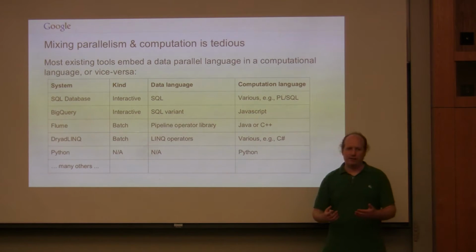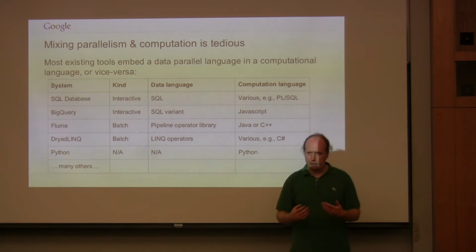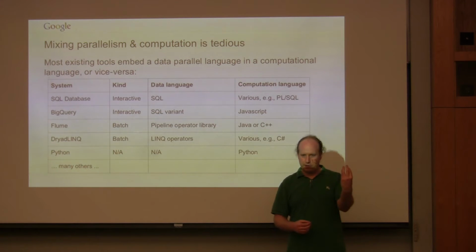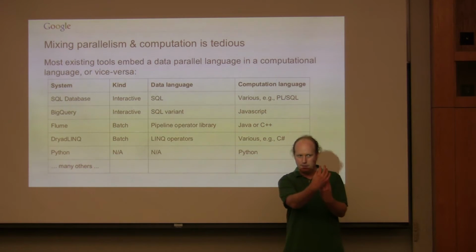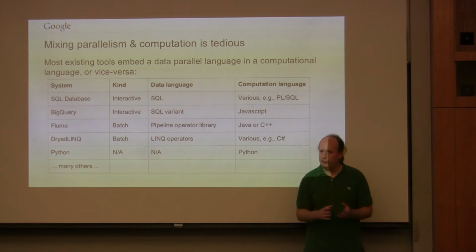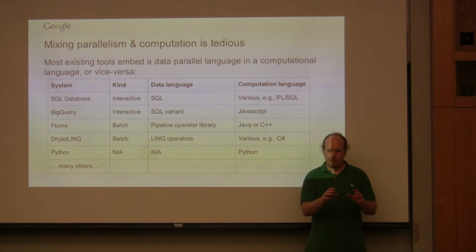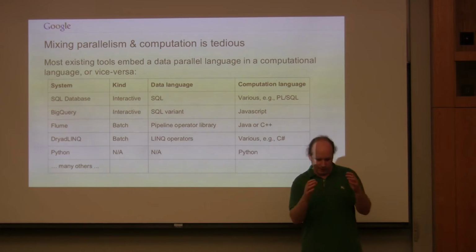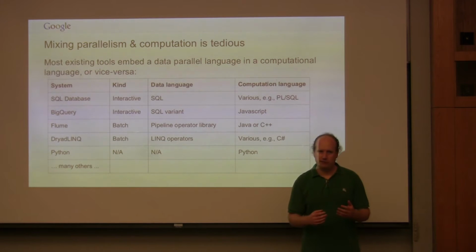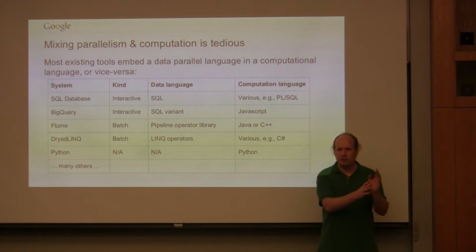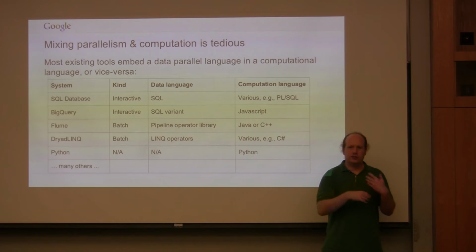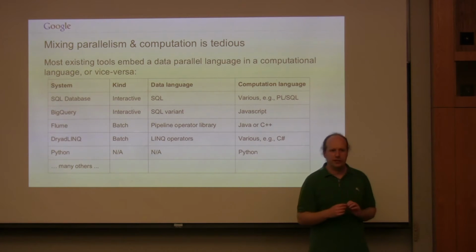Think about a language like Flume, where you have data parallel operators combined with Python, Java, or C++. Once you have written your program, you have committed yourself to one expression of this data parallelism. If you now want to change something, you need to rewrite the serialization or something like that. You will need to seriously change your code.